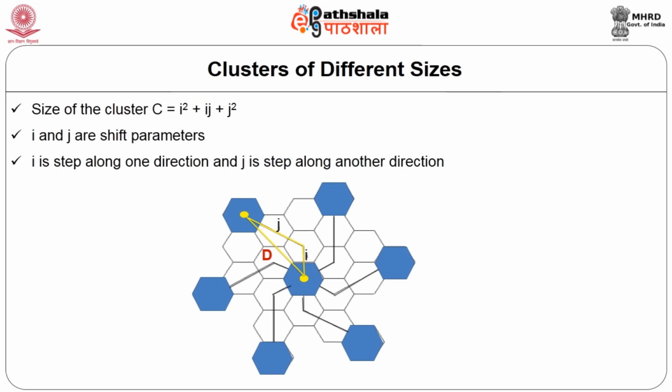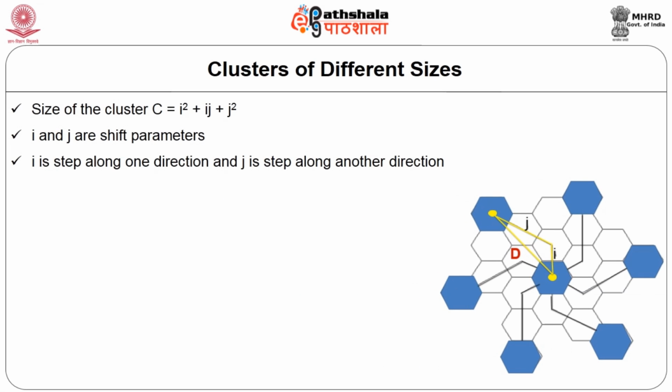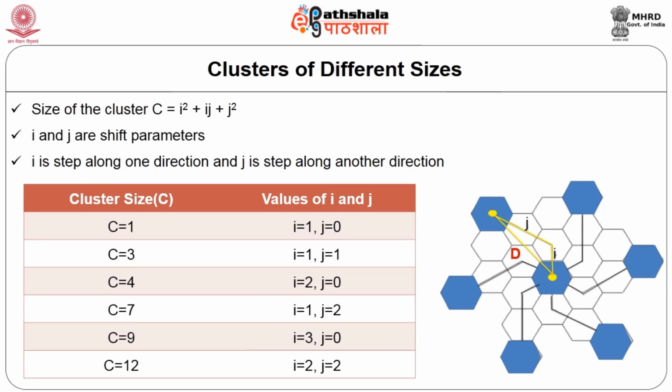So for the cluster sizes, the values of i and j are: for C equal to 1, i is equal to 1, j is equal to 0. For C equal to 3, i equal to 1, j equal to 1. For C equal to 4, i equal to 2, j equal to 0.